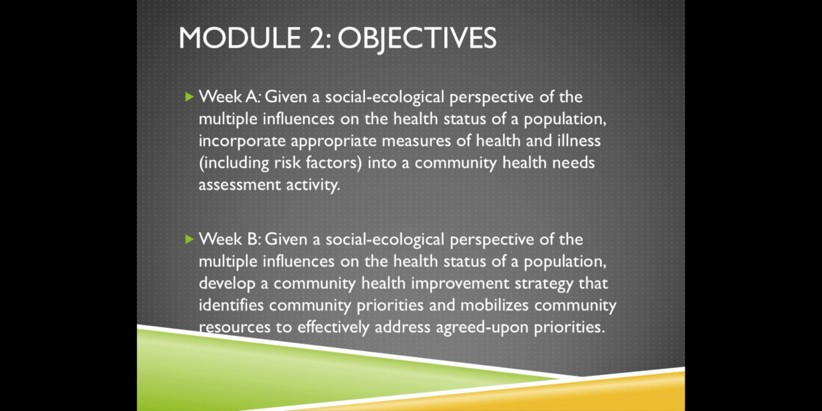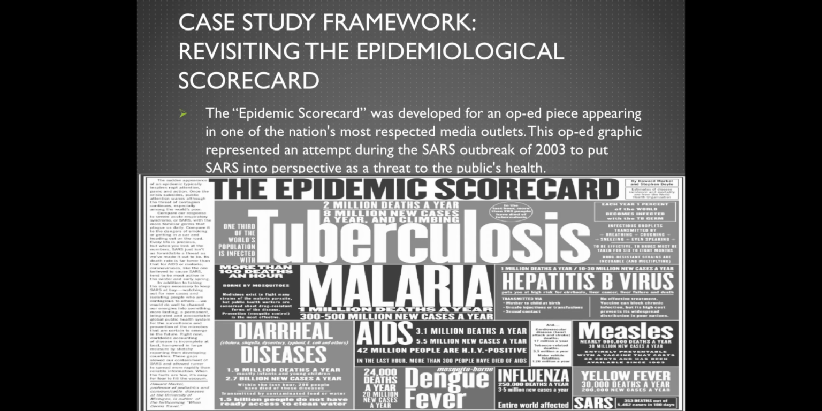Here in this module, we'll focus on a social ecological perspective of the multiple influences on the health status of a population and incorporate appropriate measures of health and illness, including risk factors, into a community health needs assessment activity, as well as develop a community health improvement strategy that identifies community priorities and mobilizes community resources to effectively address agreed upon priorities.